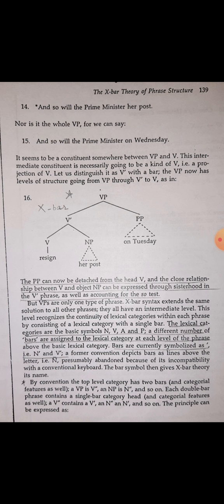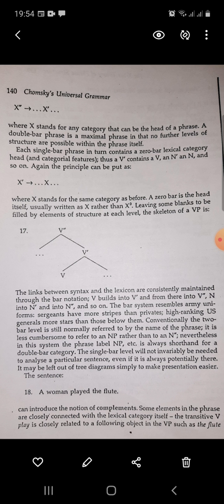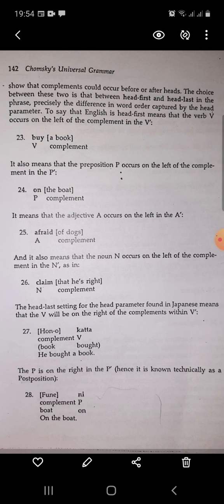The principle can be expressed as X double bar is equal to some constituents before or after. It consists of X single bar, and X single bar further consists of simple X. The same way, V double bar consists of a V single bar, and V single bar further consists of V zero bar, or V silent. Fine. Then they give us an example: a woman played the flute. A woman played the flute.